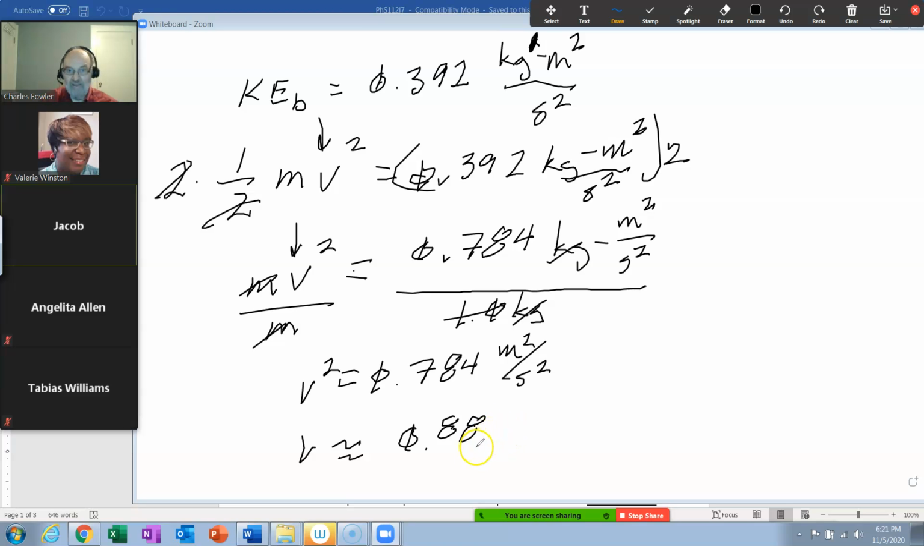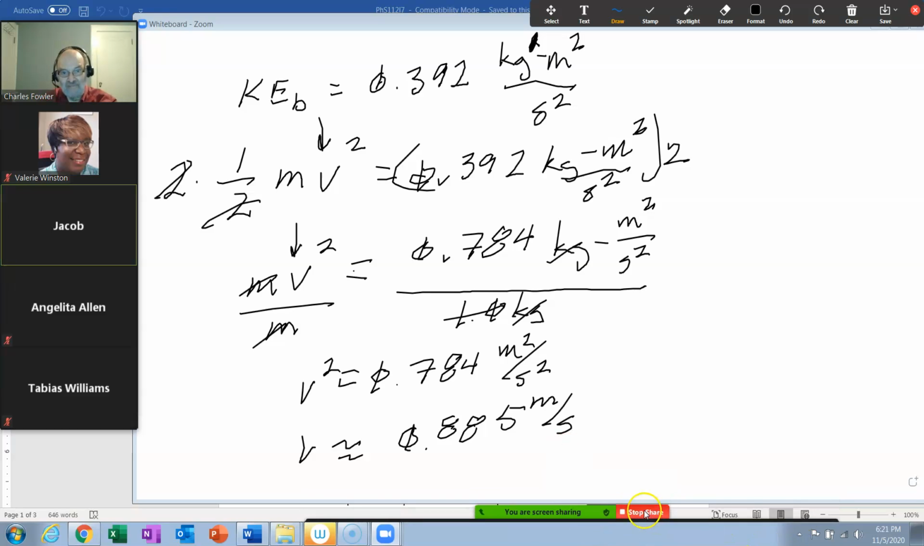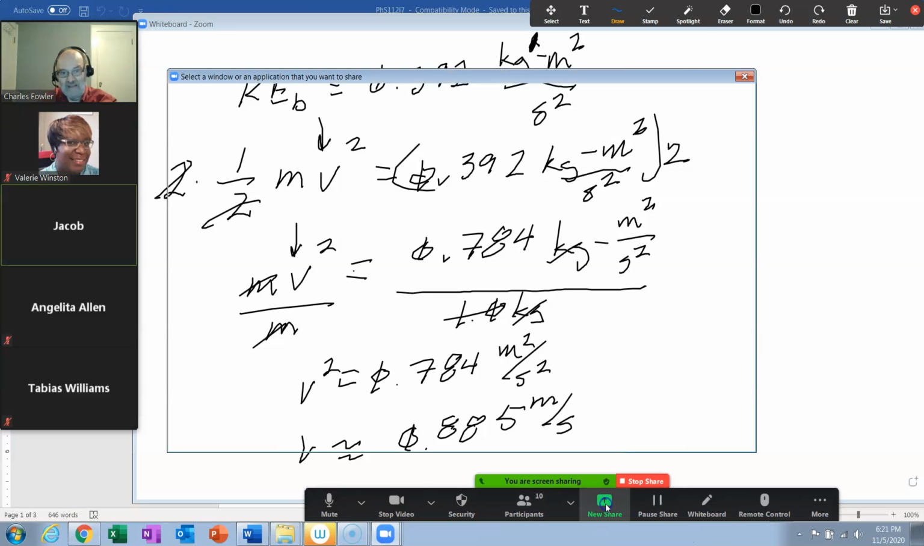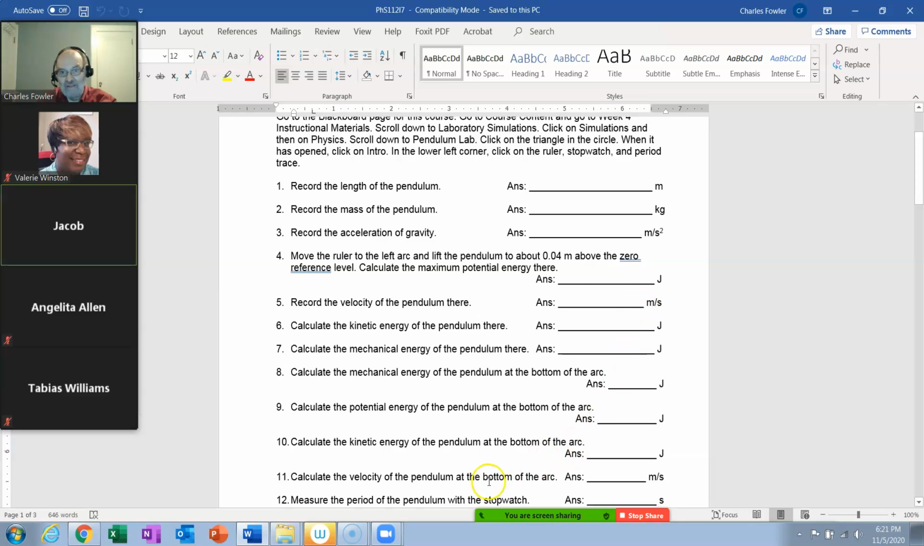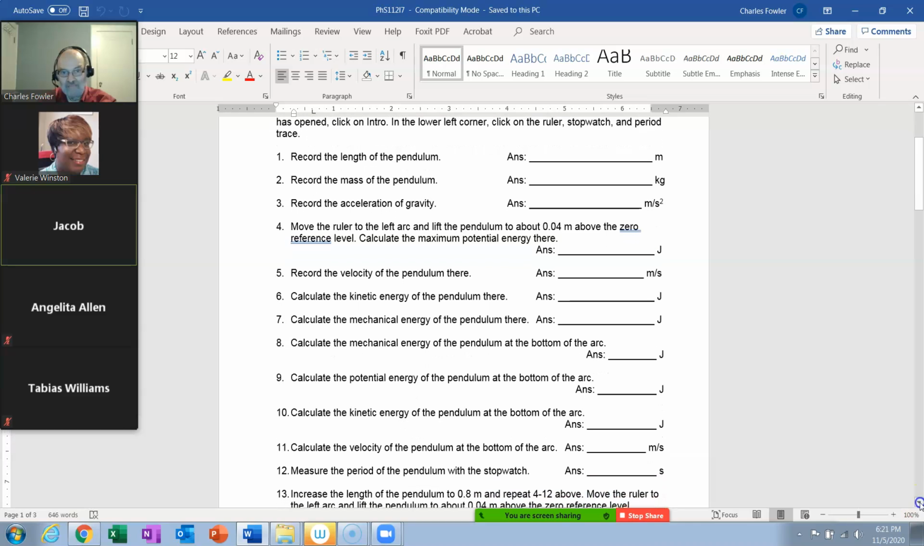I got about 0.885. And what would be the units? You take a square root of both sides here, and that gives you meters per second. So about 0.885 meters per second. So that is what goes here. Calculate the velocity of the pendulum at the bottom of the arc. That was about 0.885 meters per second. Got it?